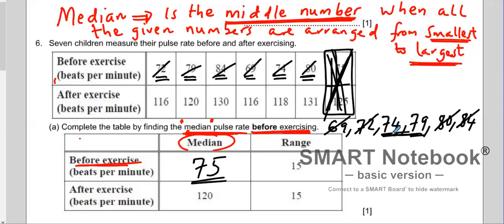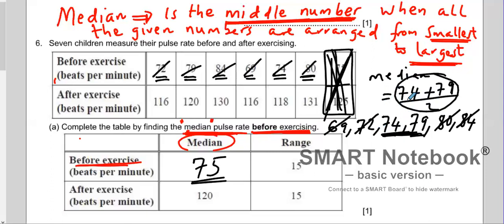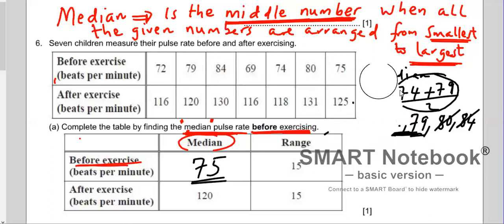Now, if it happens that you are left with two numbers, remember what I said? For the median, you will take 74, which is this number, plus 79. The answer you get, you will have to divide by 2. So you can do that calculation, and that will be your median. So 74 plus 79, you get that answer, then you divide by 2, that will be your median. But for this case, unfortunately, we had only one number in the middle.